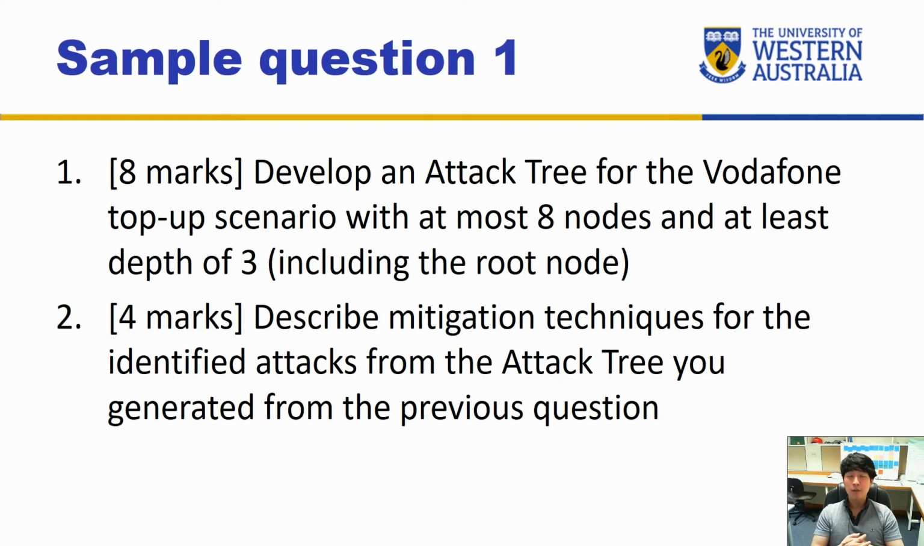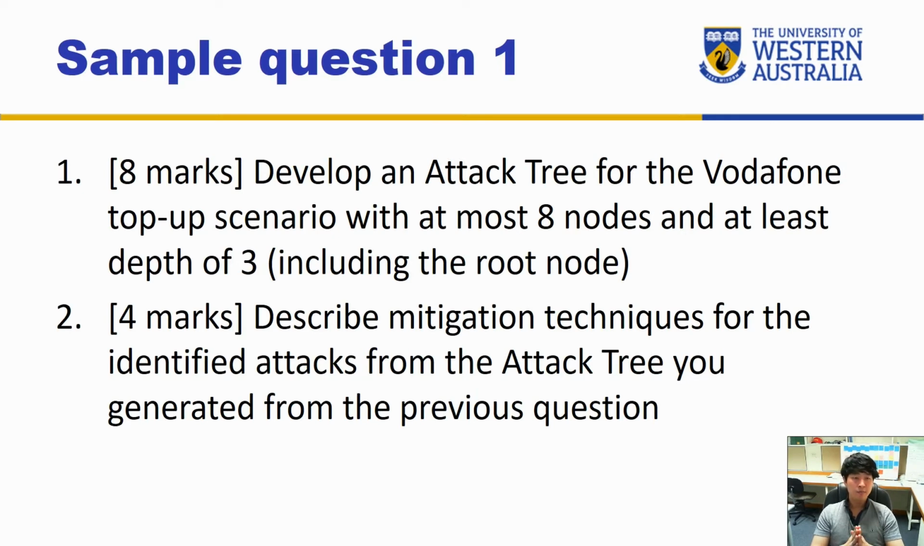Number 1: develop an attack tree for the Vodafone top-up scenario with at most 8 nodes and at least a depth of 3, including the root node. Firstly, this is worth 8 marks, and it says at most 8 nodes. So it will likely be that each node you create will be worth 1 mark as long as it's valid. But you also need to make it a depth of 3, so if you don't satisfy these conditions, you probably lose marks.